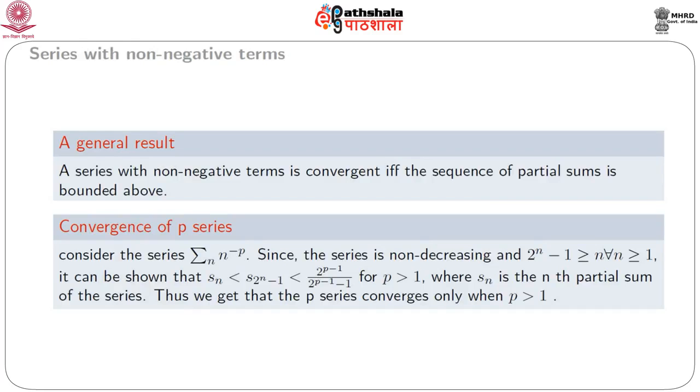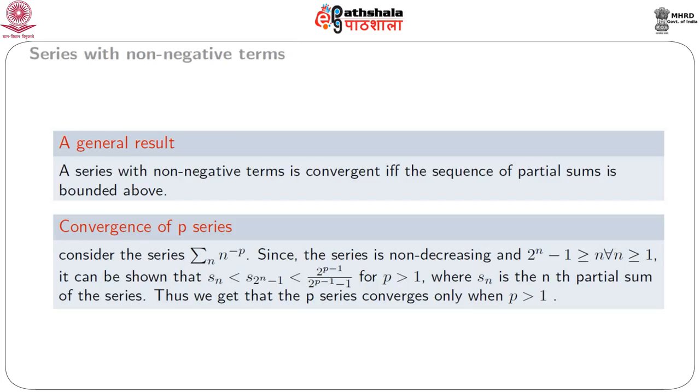Let us first introduce a general result which is valid for every non-negative series. Actually, a series with non-negative terms is convergent if and only if the sequence of partial sums is bounded above. Next, we consider as an example the P series. So, consider the series summation n to the power minus p, where p is any real number.